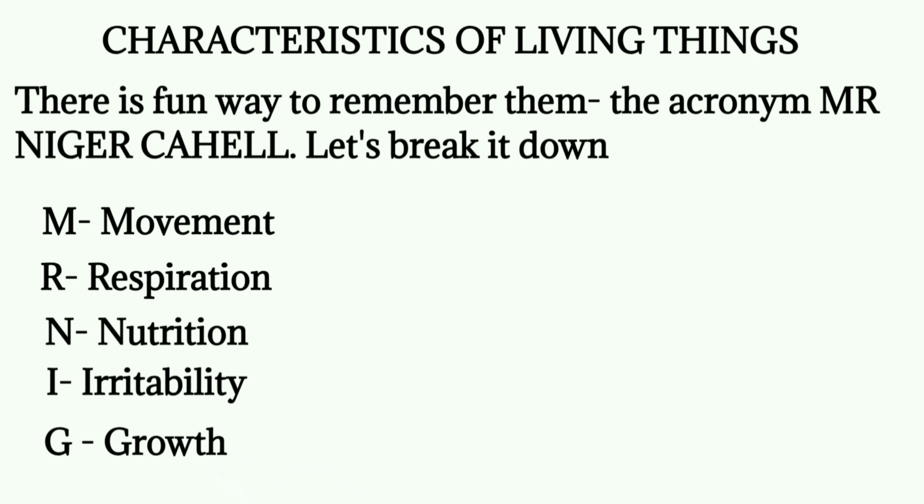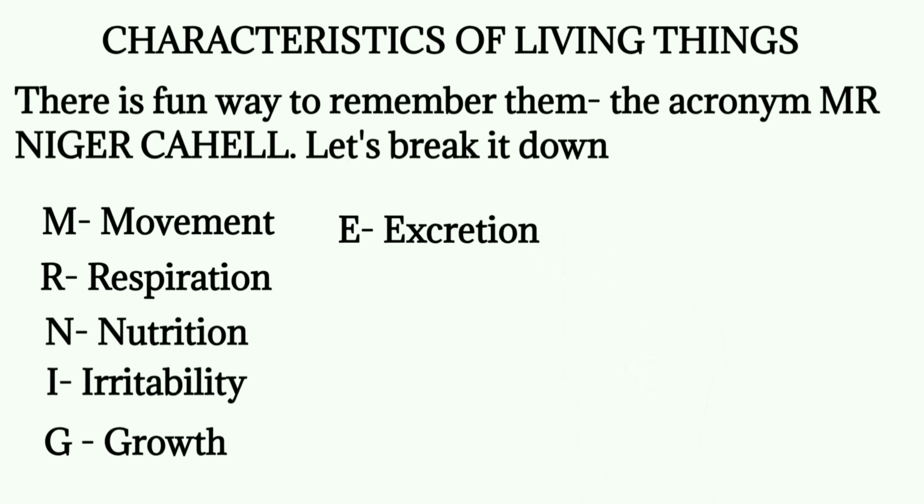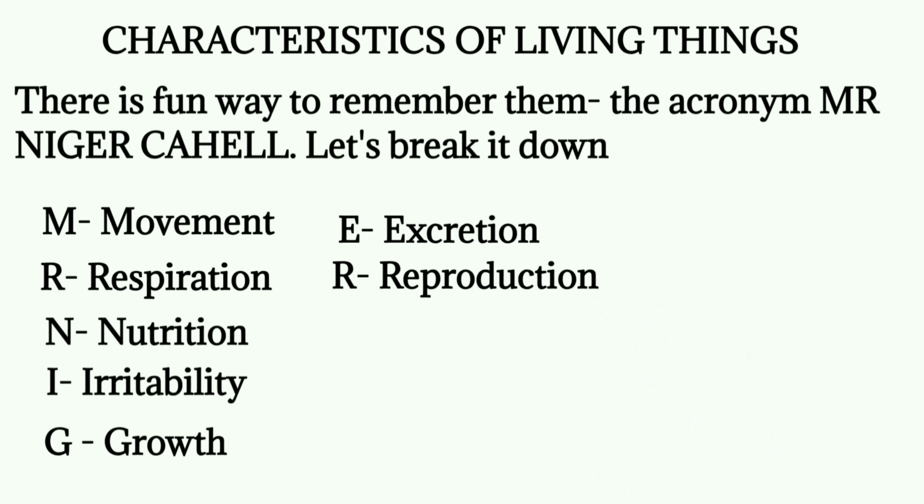Okay? E for excretion. Excretion is the removal of waste products of metabolism. R for reproduction. Reproduction is the ability of an organism to give birth to their young ones. Reproduction is the only characteristic of living things that ensures continuity of life.